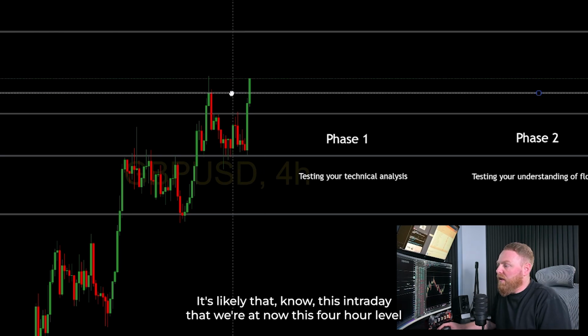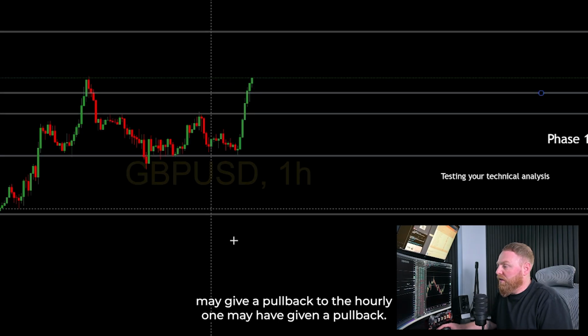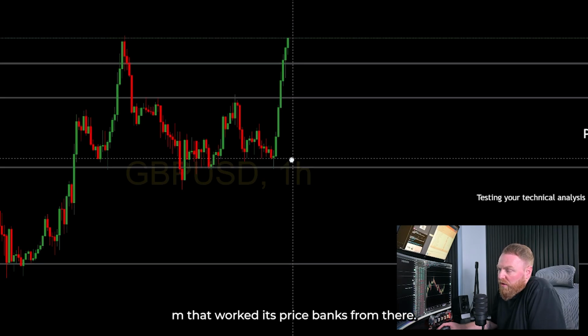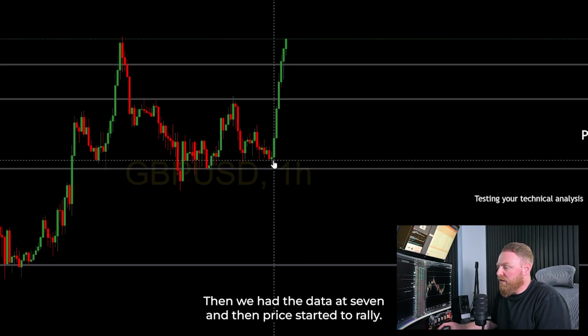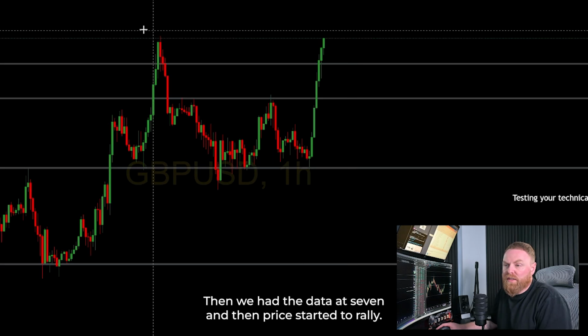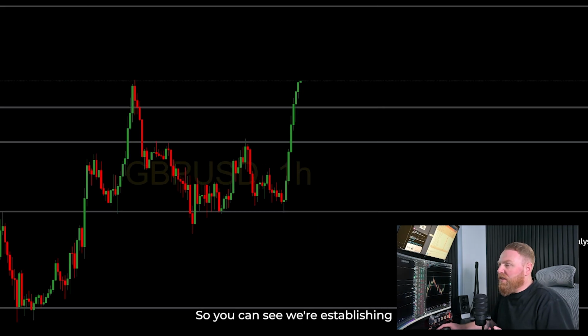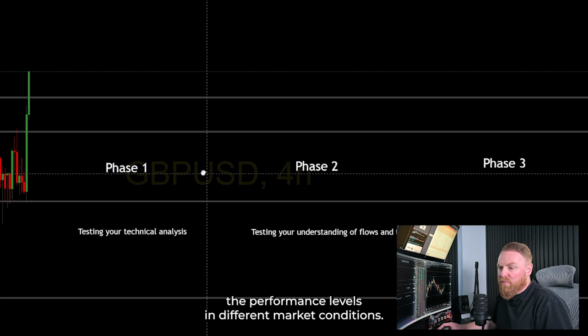Now, when all pound pairs are not doing the same thing, it's likely that this intraday level that we're at now, this 4 hour level, may give a pullback. The hourly one may have given a pullback. Now, if we look at the 1 hour level from this morning at 6 a.m., that worked. Price bounced from there. Then we had the data at 7 and then price started to rally. Now, if the data came out the other way, that would have failed. So you can see we're establishing the performance of our levels in different market conditions.